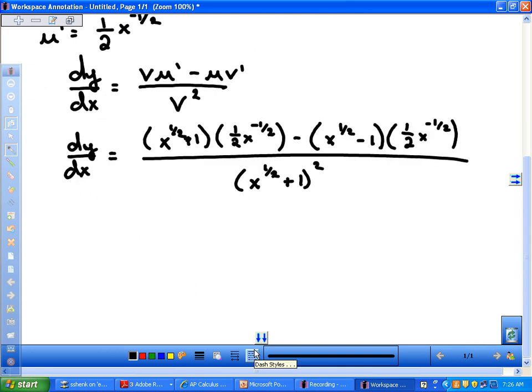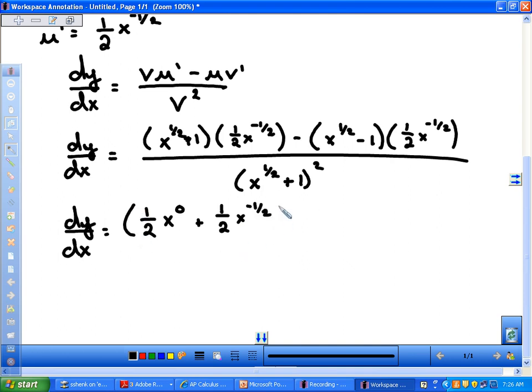And now it's just a process of simplifying this down, combining like terms. dy dx. We've got to distribute up here, so we're going to get 1 half. And what do we do with our exponents when we're multiplying like bases? We add them. What's 1 half plus a negative 1 half? That would be a 0, right? So 1 half x to the 0 plus 1 times anything is itself. So 1 half x to the negative 1 half.